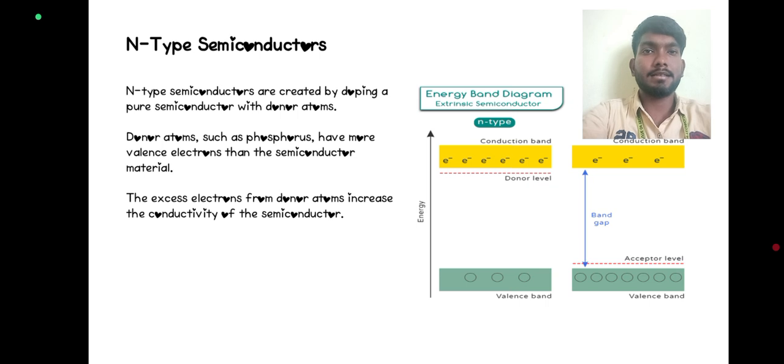N-type semiconductors. N-type semiconductors are created by doping a pure semiconductor with donor atoms. Donor atoms such as phosphorus have more valence electrons than the semiconductor material. The excess electrons from donor atoms increase the conductivity of the semiconductor. Energy band diagram of extrinsic semiconductors. The first one is the n-type semiconductor's energy band gap and the second one is the p-type semiconductor's energy band gap.